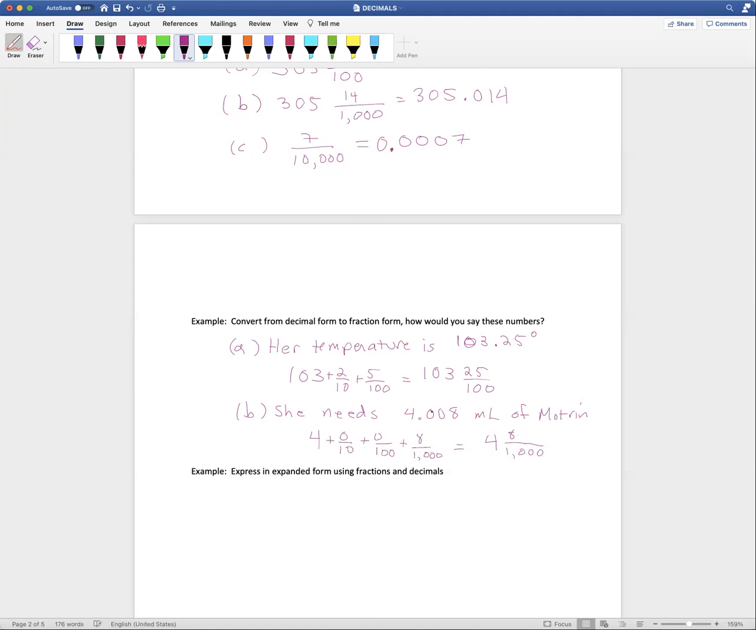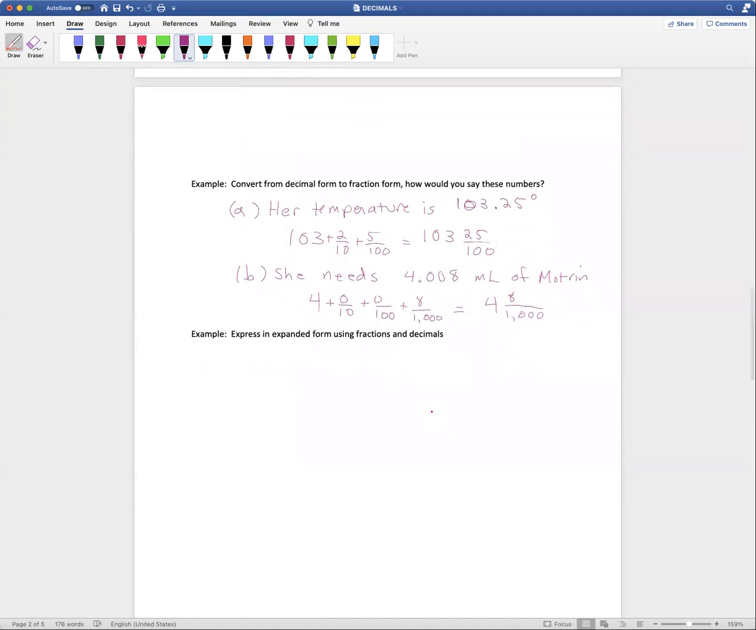So let's end with some examples and make sure that you're comfortable switching back and forth with expanded form using fractions and using decimals. So let's take a look at an example. Let's say, we'll go back to some medical examples here. Let's say her bone width is 6.052 centimeters. Okay, so what does that mean, 6.052 centimeters?